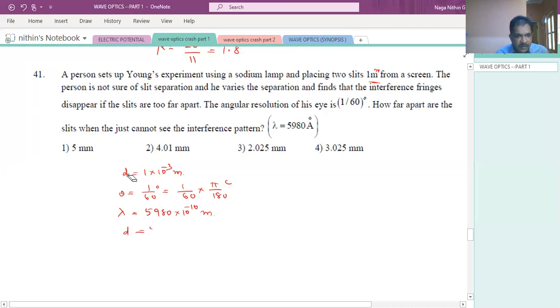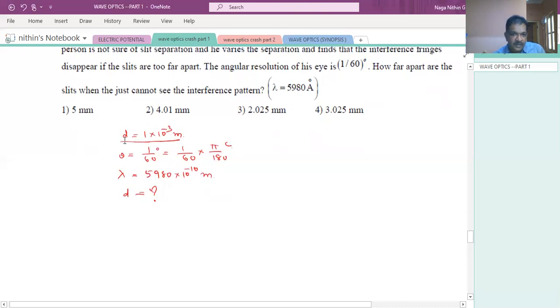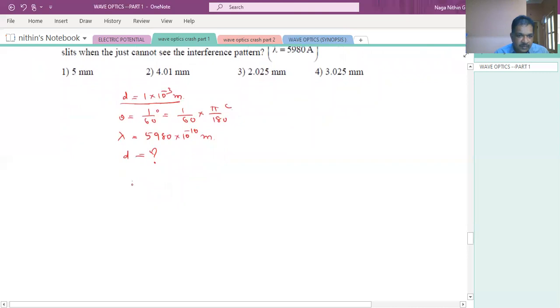Initially this is the separation. No need to consider this as d. You find d. At some separation, it is not visible. What is that d you have to find? Initial separation is this one. So here theta is equal to lambda by d. d is equal to lambda by theta.